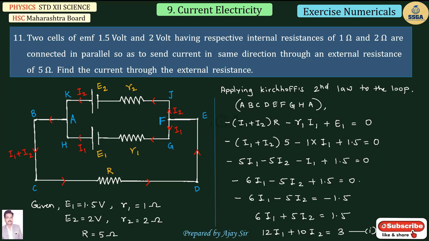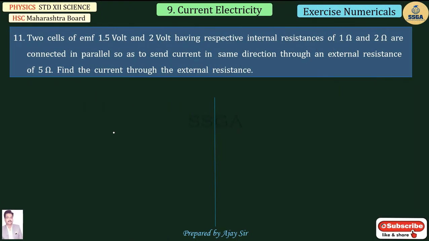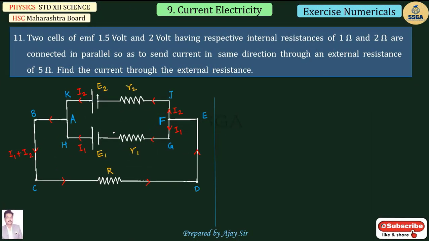Now similarly we have to apply Kirchhoff's second law to the second loop. So let us consider this is the second loop, again F, G, H, A, K, J and F. So let us apply this Kirchhoff law to this loop. For this again we have to consider the circuit diagram and apply Kirchhoff's law to the second loop.